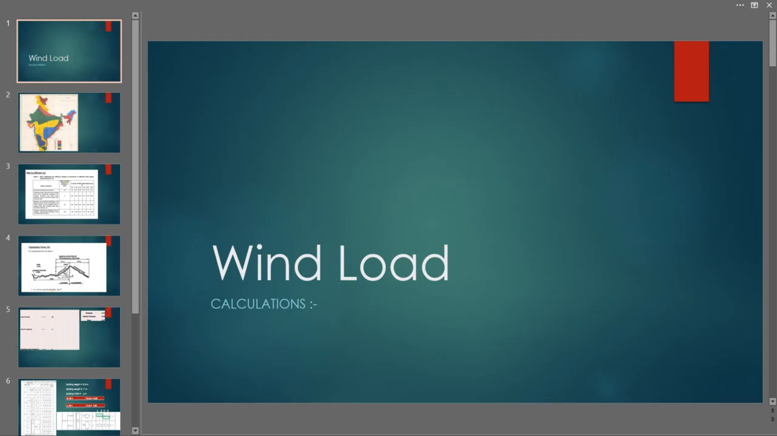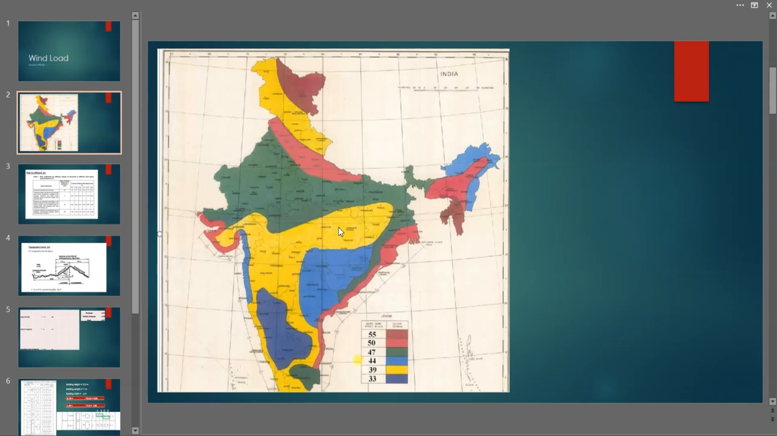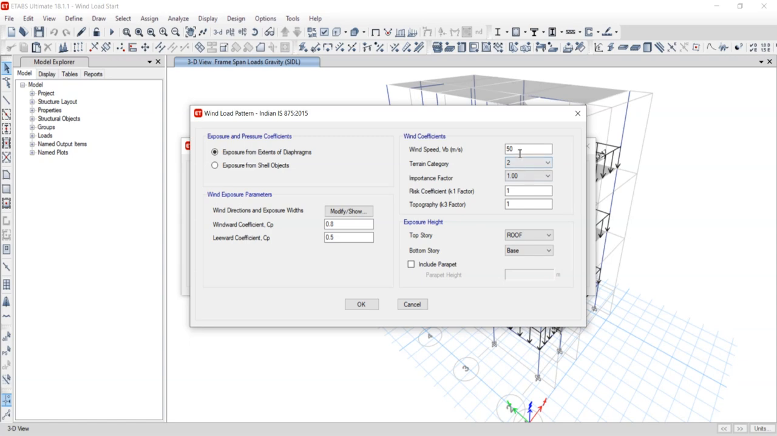Here you can see the map of India where the basic wind speed is given. I am taking my residential building in these regions, or you can say in these yellow regions, so I will take the basic wind speed as 39. In your case, your residential building might be situated in any of these regions, so you have to take the value accordingly. Now that we have understood this, let's enter the basic wind speed as 39.